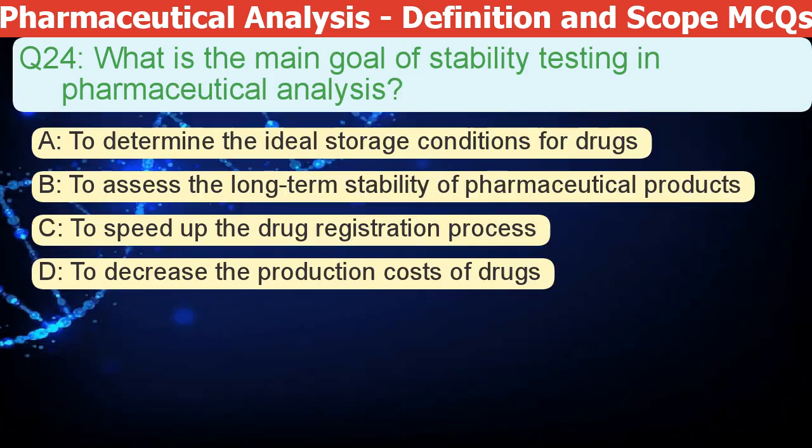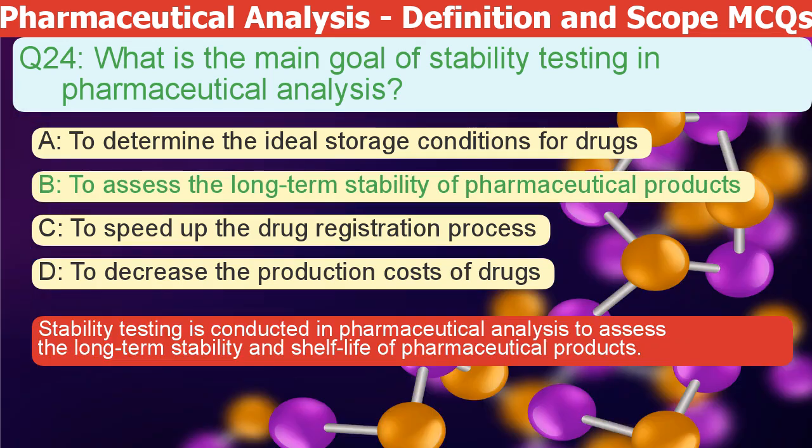What is the main goal of stability testing in pharmaceutical analysis? A. To determine the ideal storage conditions for drugs. B. To assess the long-term stability of pharmaceutical products. C. To speed up the drug registration process. D. To decrease the production costs of drugs. The correct answer is B. Stability testing is conducted in pharmaceutical analysis to assess the long-term stability and shelf life of pharmaceutical products.